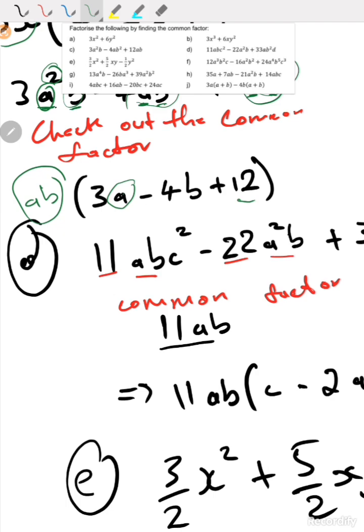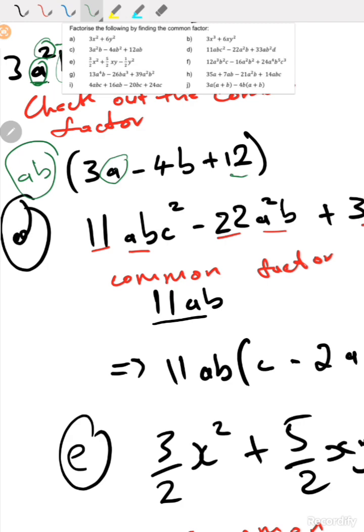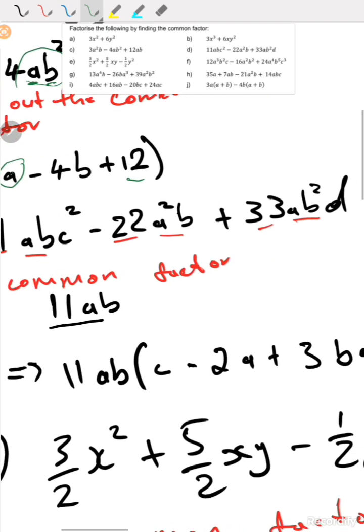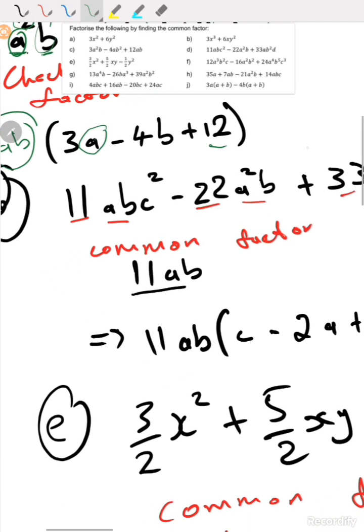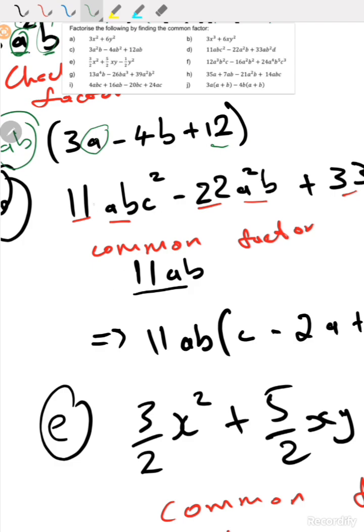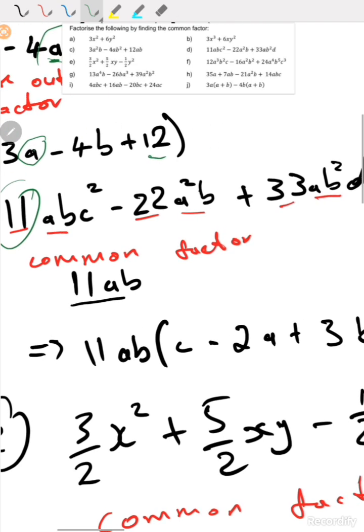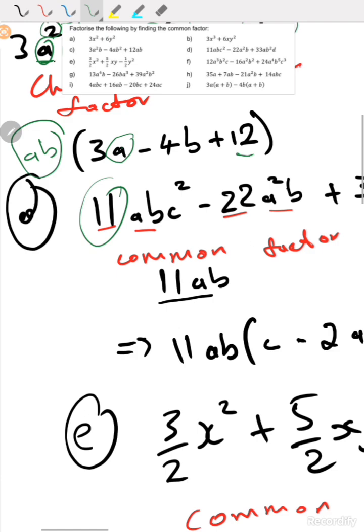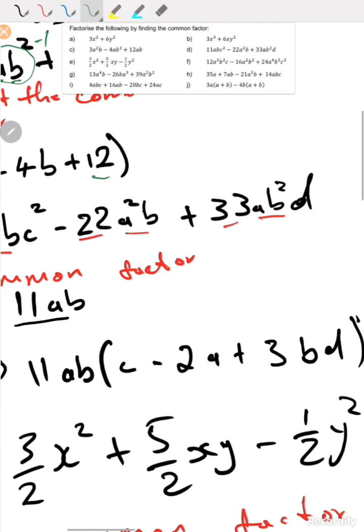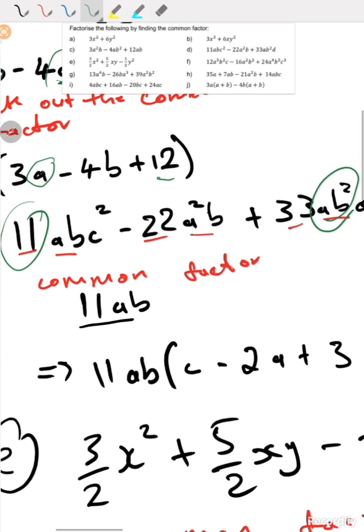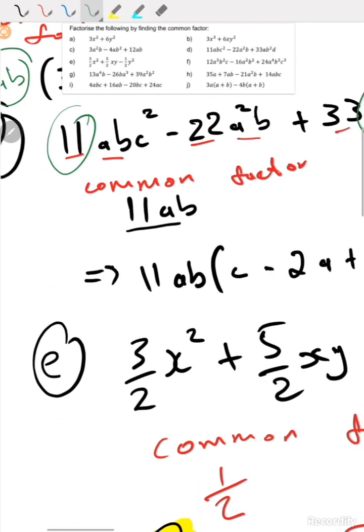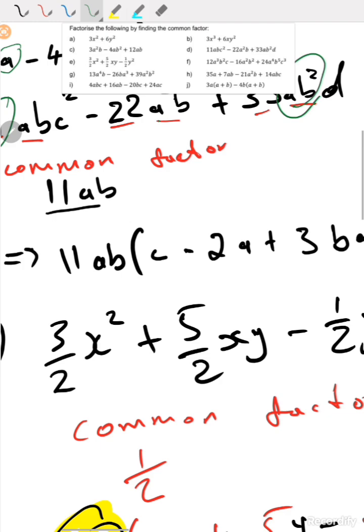Then when we go to the number D, we have what? We have 11abc squared minus 22a squared b plus 33ab squared d, right? The common factor of this one is 11 and what? And ab, because 11 multiplied by 2 is going to give us 22, multiplied by 3 is going to give us 33. So we have ab in all this equation, meaning that we have 11ab as our common factor. Then you have to take it out of the bracket.